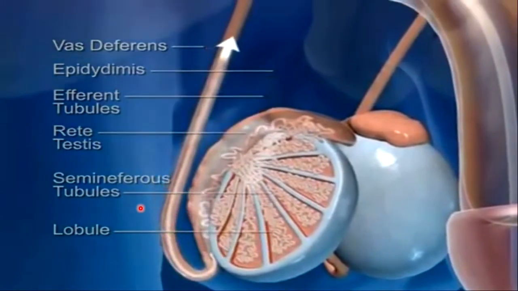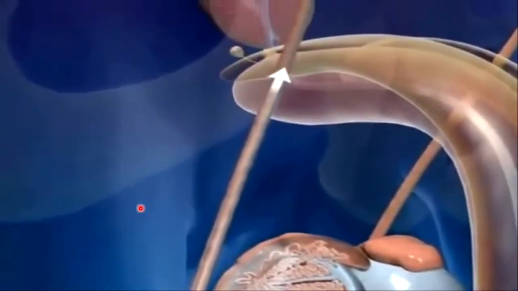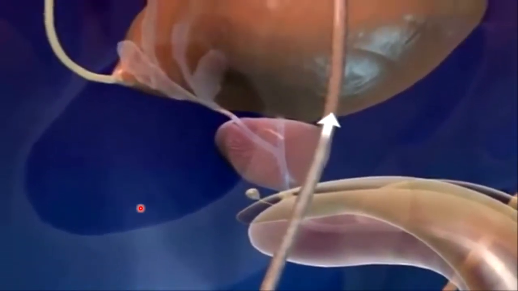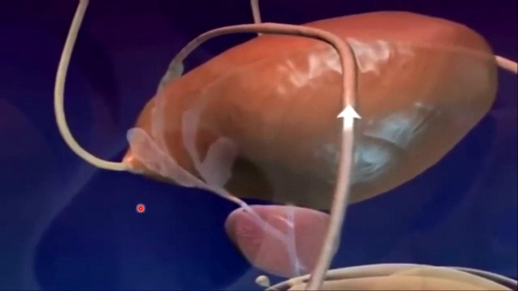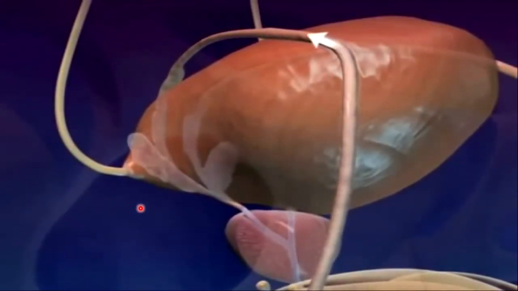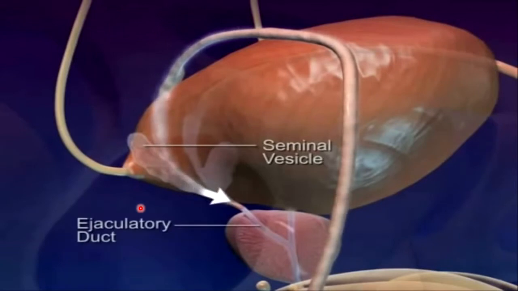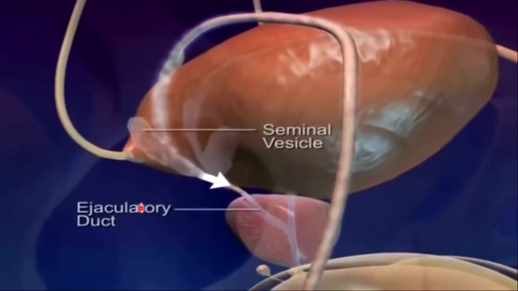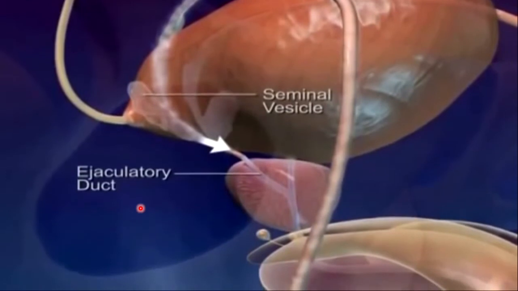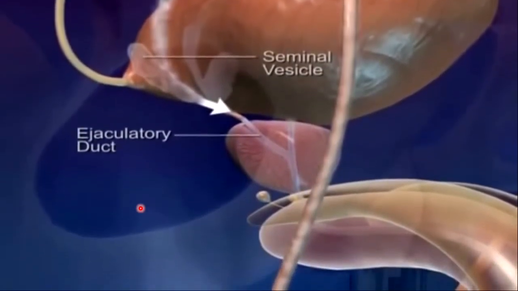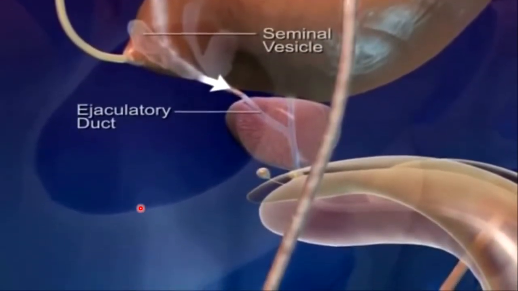This structure ascends the posterior border of the testes, penetrates the inguinal canal, enters the pelvic cavity, and loops over and around the urinary bladder. The seminal vesicles are glands at the base of the bladder that produce seminal fluid. Together with the ductus deferens, they form the ejaculatory ducts. During ejaculation, these ducts eject sperm into the male urethra, the common passageway for urine and sperm.